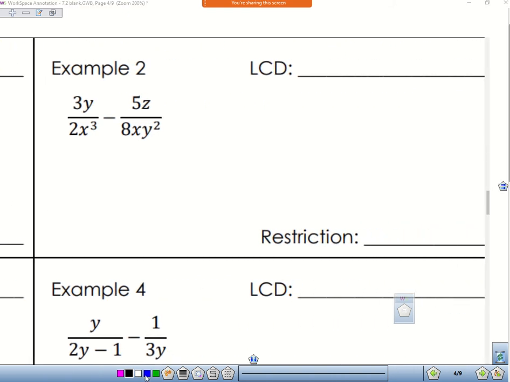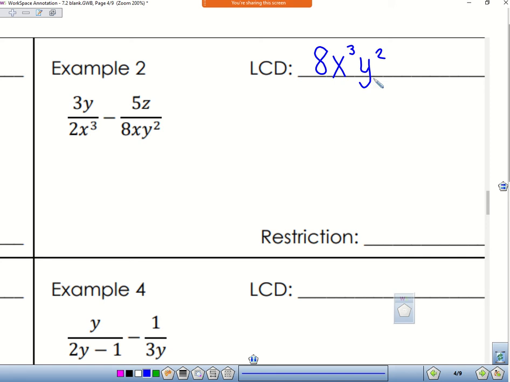Alright, so let's identify our LCD. First thing we're going to check: does my smaller number divide evenly into my bigger number? Yes, that means part of my LCD will be the bigger number. Now, any variable in the denominator, take it with its biggest power that we can find. We got x to the third, and we got y squared. That's the easiest way to find your LCD.